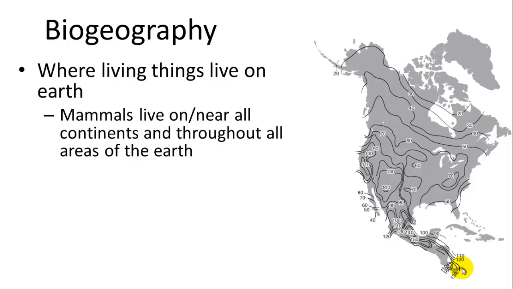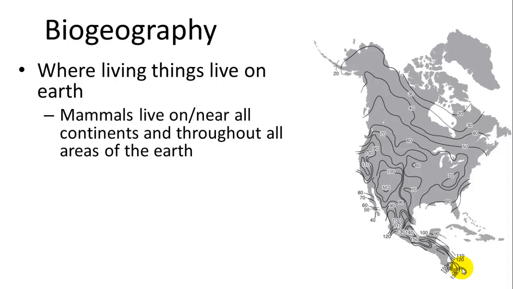Mammals live on or near all continents and throughout all areas of the Earth. They're in the ocean, North and South America, all the continents. They don't really live on Antarctica, the land itself, but they do live on the sea ice and the ocean surrounding Antarctica. So some seals, sea lions, and marine mammals live down there as well.